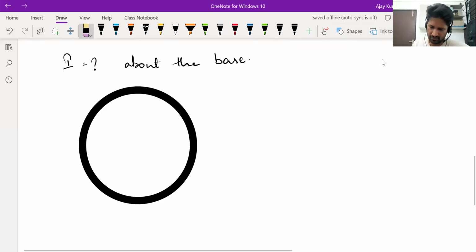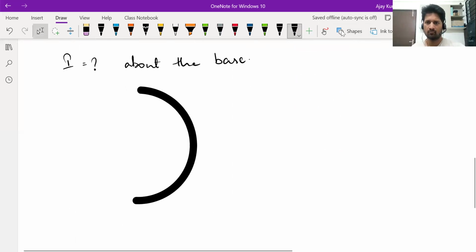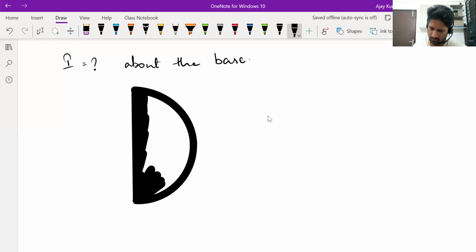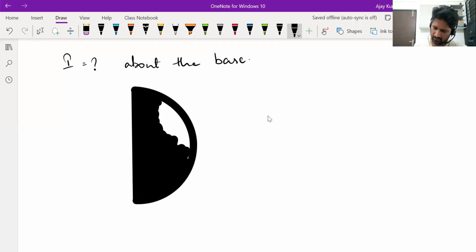Let's visualize the system first. Your answer is correct. The given system is a semicircular disk, but the semicircle's mass itself is m, not the total mass. Fine.